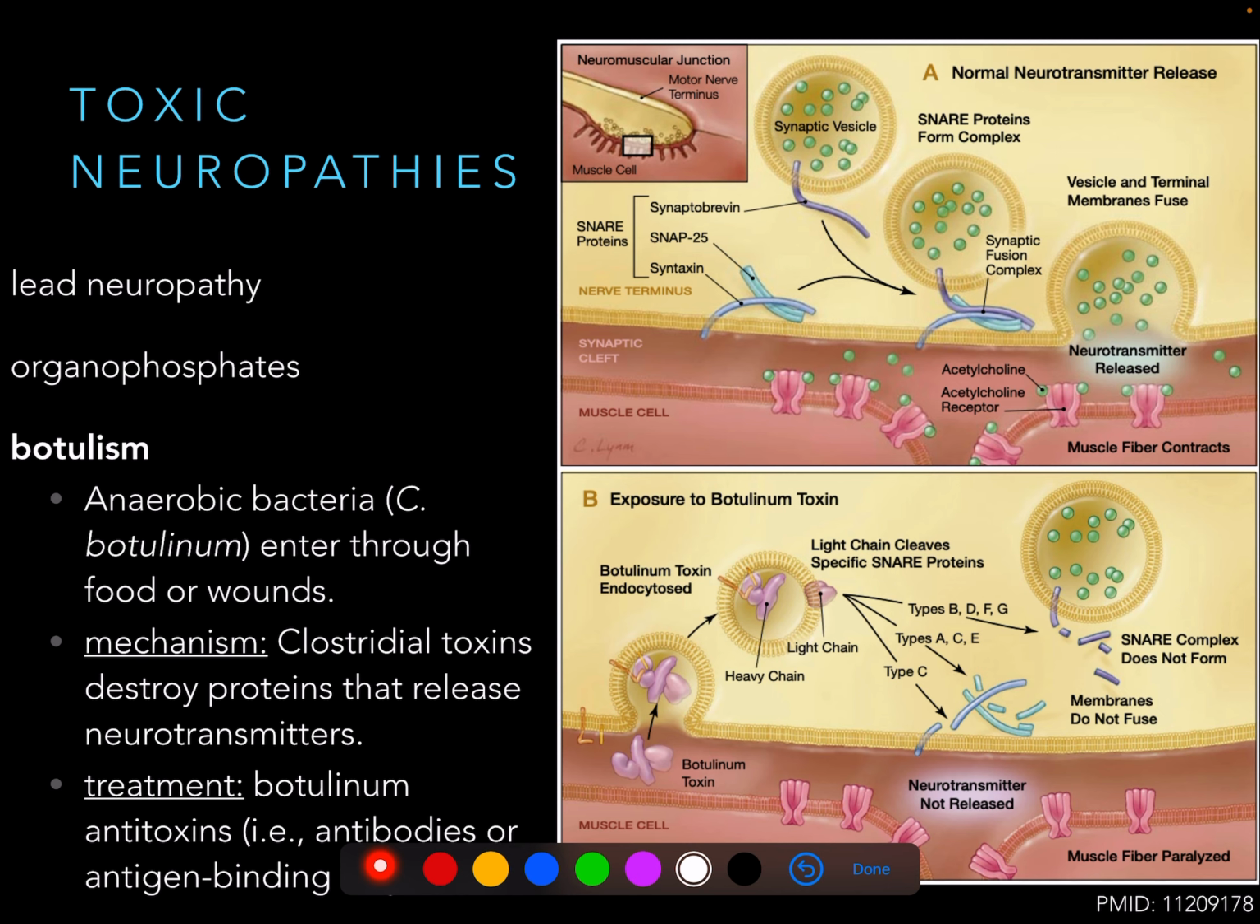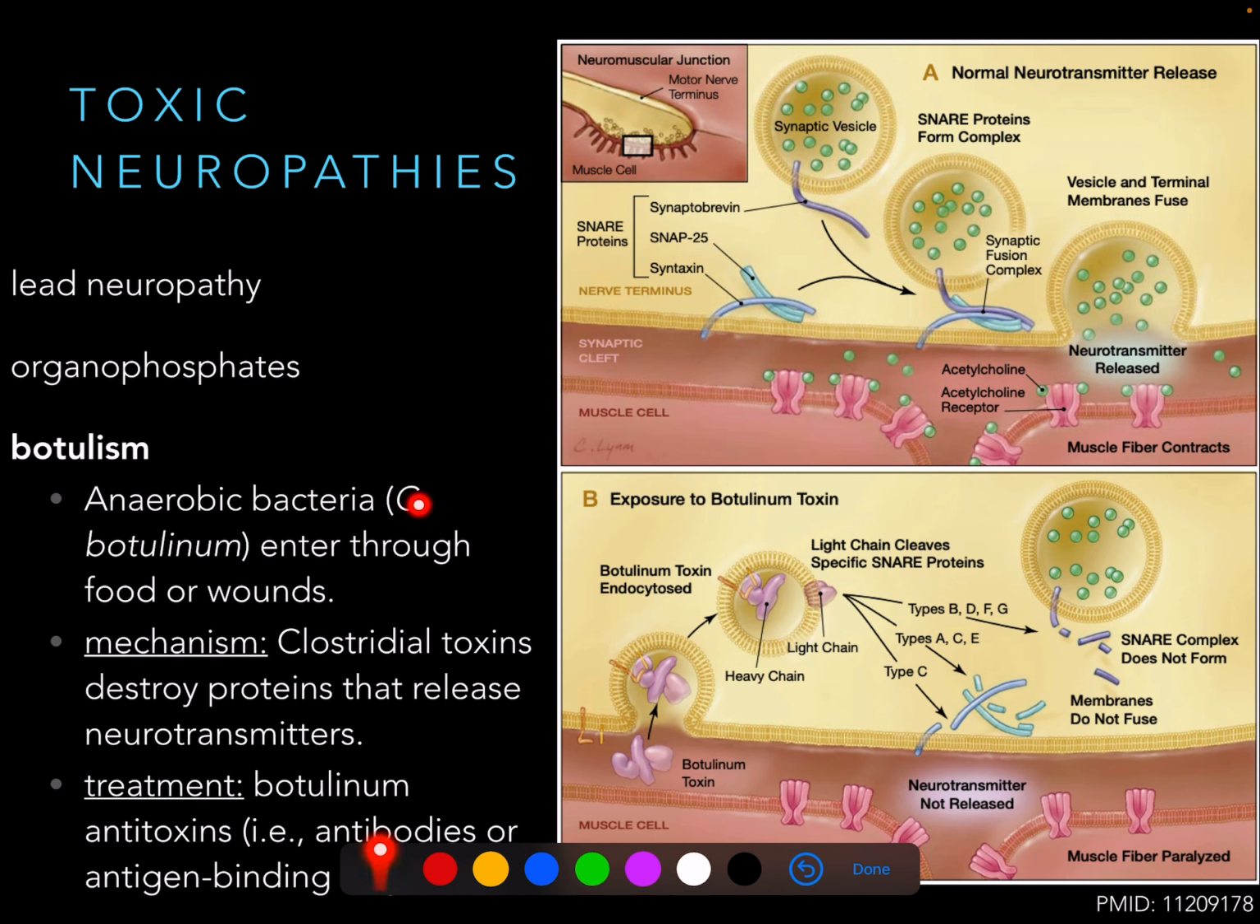All right, last bit here. Botulinum toxins, or clostridial toxins, are a group of toxins that destroy the proteins needed to release neurotransmitters. They're called the snare proteins. More on those next semester. So a number of bacteria can make clostridial toxins. And these are all anaerobic bacteria.